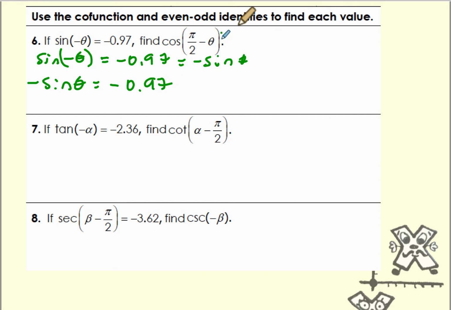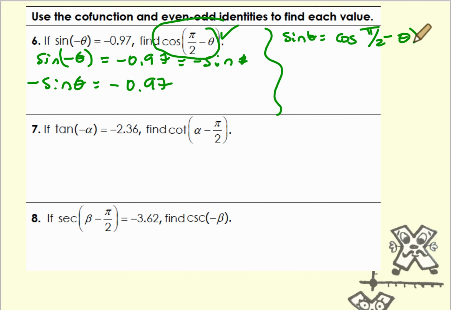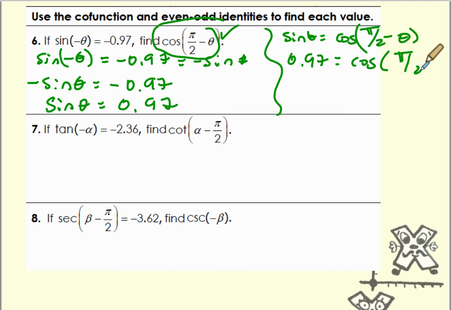Okay, so cofunction identities is what I see over here because I see pi over 2 minus theta. So I know from those cofunction identities that the sine of the angle is equal to the cosine of pi over 2 minus theta. Now, I know what the opposite of the sine is, so that means the sine of this angle has to be 97 hundredths. So if I substitute 0.97 for sine of theta, which I can do because they're equal, I get that the cosine of pi over 2 minus theta is 0.97. Okay, let's try it again.